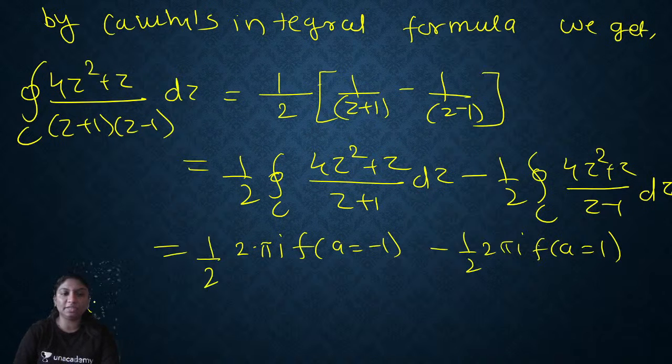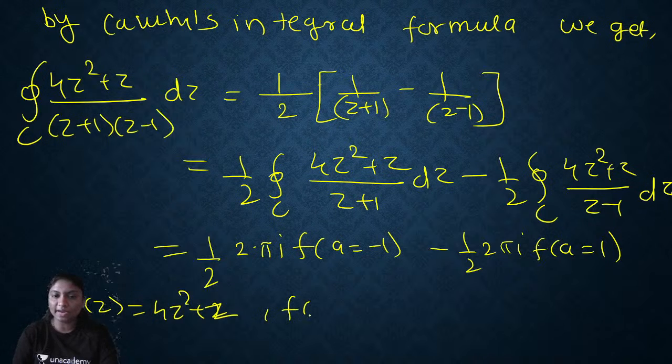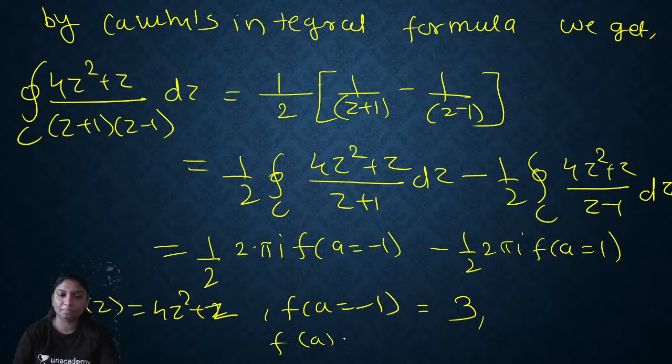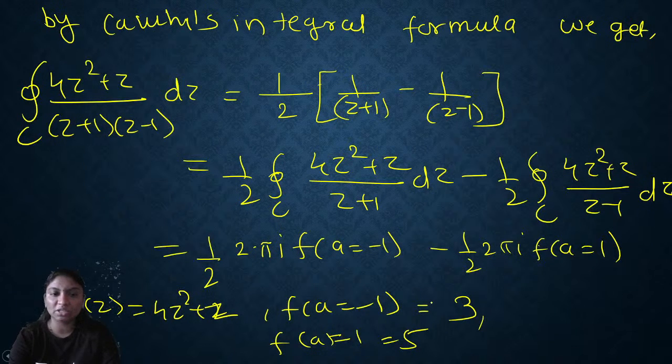Here your f of z is equal to 4z square plus z. So for a is equal to minus 1, you will get minus 1 square, that is plus 1, 4 minus 1, so you will get 3. Here f of minus 1 is equal to 3. Now for a is equal to plus 1, put a is equal to plus 1. So you will get 1 square, that is 1, plus 1, 5. So you will get here 3 and 5. So just put it here.